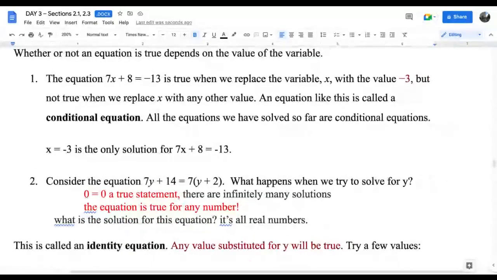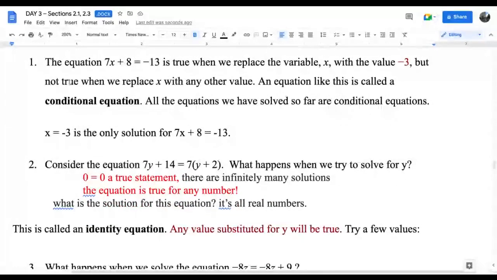Let's see some applications. The equation 7x plus 8 equals negative 13 is true when we replace the variable x with the value negative 3. Let's see. Negative 3 times 7 is negative 21. Negative 21 plus 8, indeed, is negative 13. But it is not true when we replace x with any other value. An equation like this is called a conditional equation. All the equations we have solved so far are conditional equations. Okay, just a name. Doesn't matter, all right?